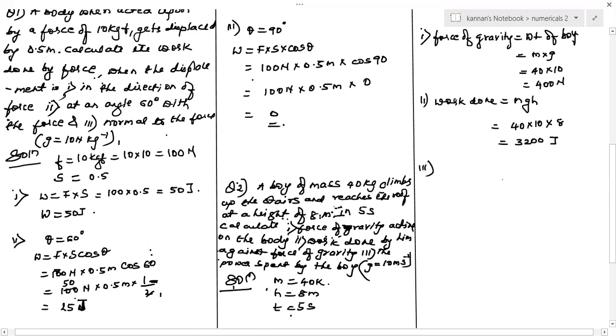I go into the third part, the power spent by the boy. Now, power is work upon time. Power is equal to work upon time. What is the work here, children? The work done in lifting, that is, the work done by him against the force of gravity. Then the power spent by the boy: 3,200 joules of work he does in 5 seconds.